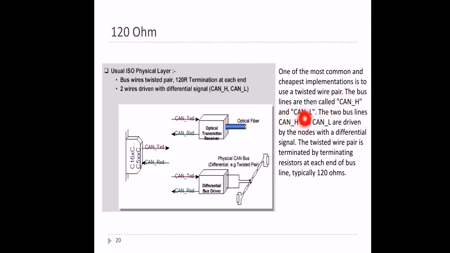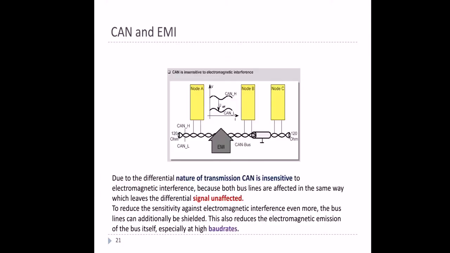The two bus lines are called CAN high and CAN low. They are driven by nodes with a differential signal. The twisted wire pair is terminated by a terminating resistor at each end of the bus, typically 120 ohms. So the 120 ohm resistance is always kept. Yes. So this is CAN and EMI.